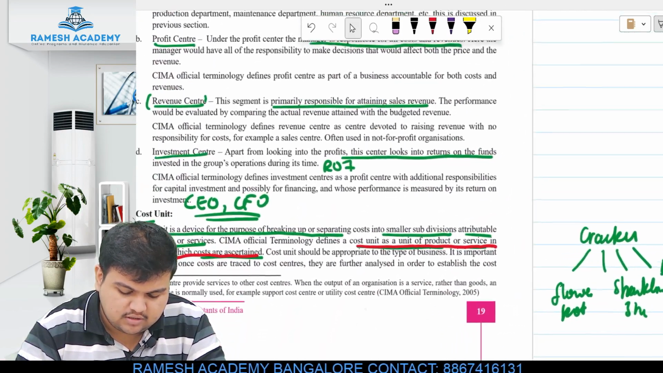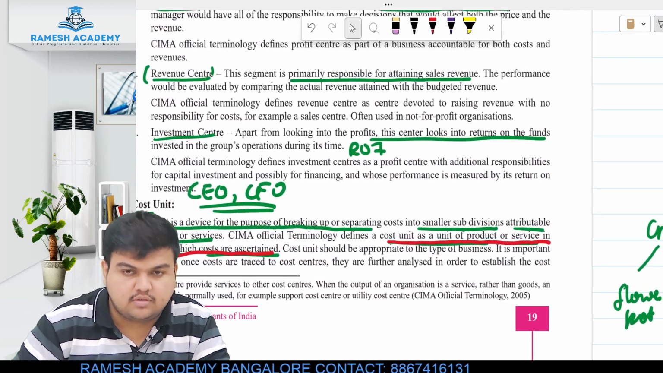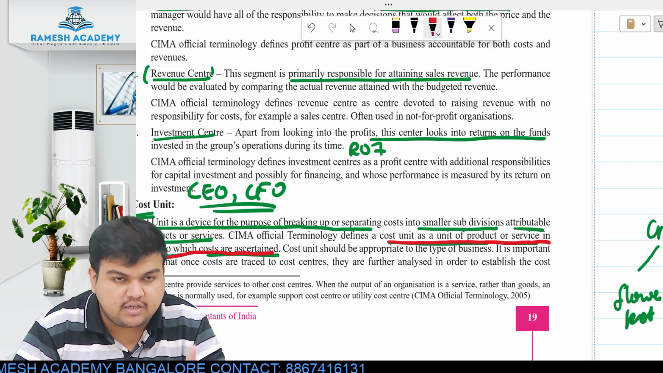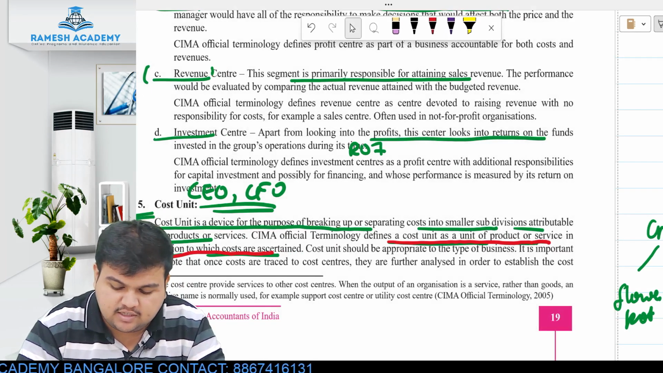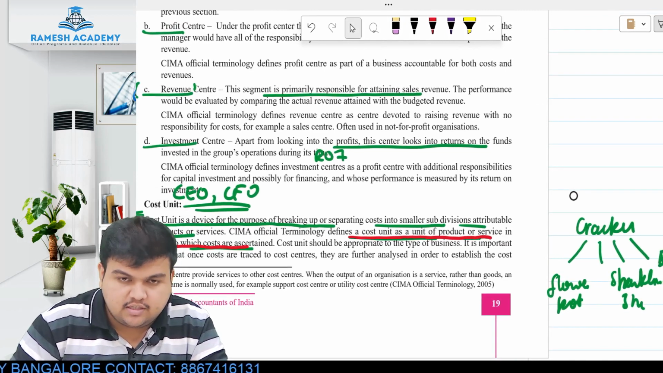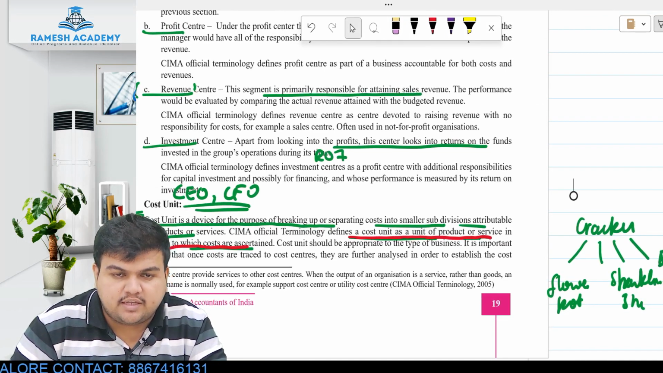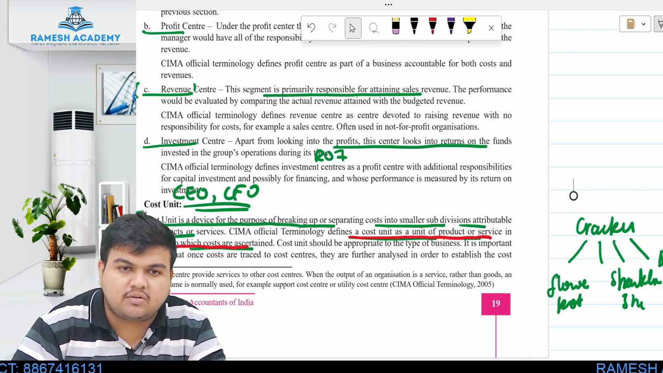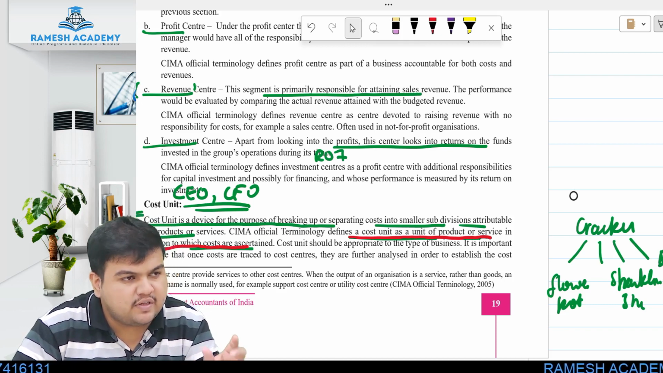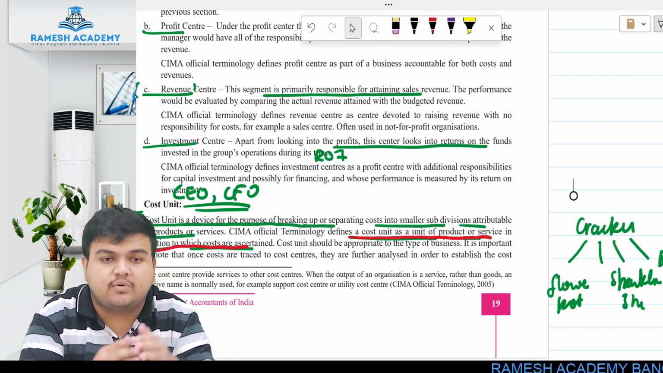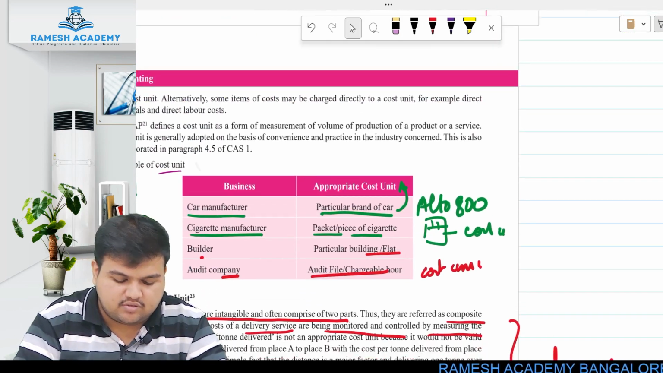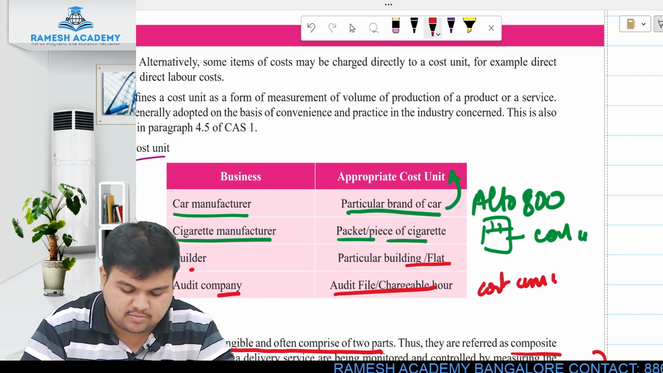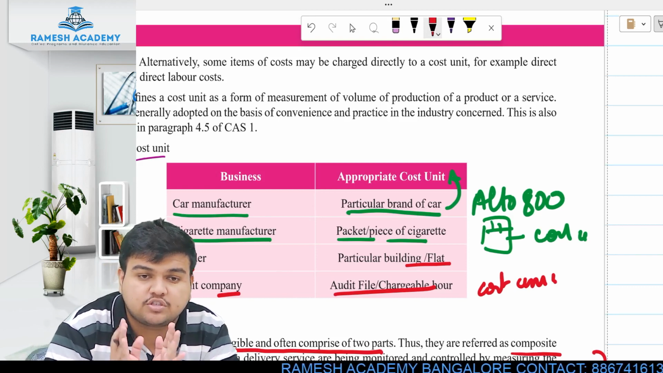Cost unit. A cost unit is a device for the purpose of breaking up costs into smaller divisions, say per unit of product, this much is incurred. Each product subdivision is a cost unit. For example, for Maruti Suzuki, your cost units are Vitara Brezza, Alto 800; per unit you are allocating the cost. For a car manufacturer, a particular brand; for cigarettes, a particular pack or piece of cigarette; for a builder, a particular flat. These are the cost units.